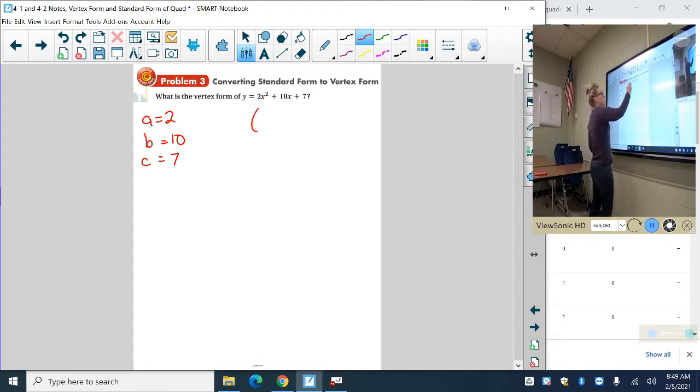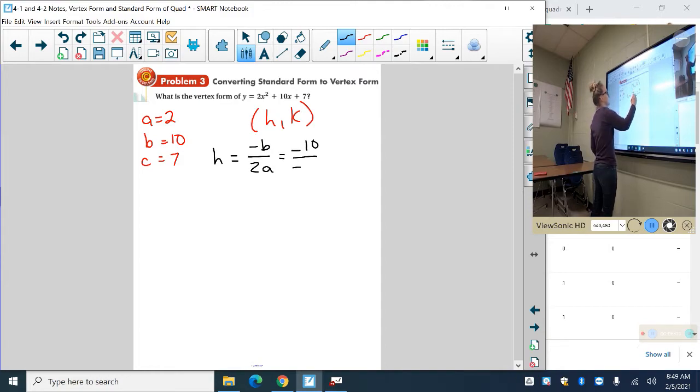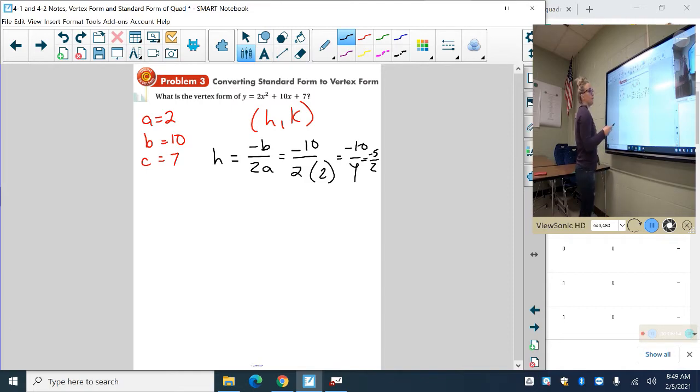First thing I have to do is find my h, k. Well, h is going to be negative b over 2 times a, which is negative 10 over 2 times 2, which is negative 10 fourths. If you simplify that, I have negative 5 halves. So my h value is negative 5 over 2.